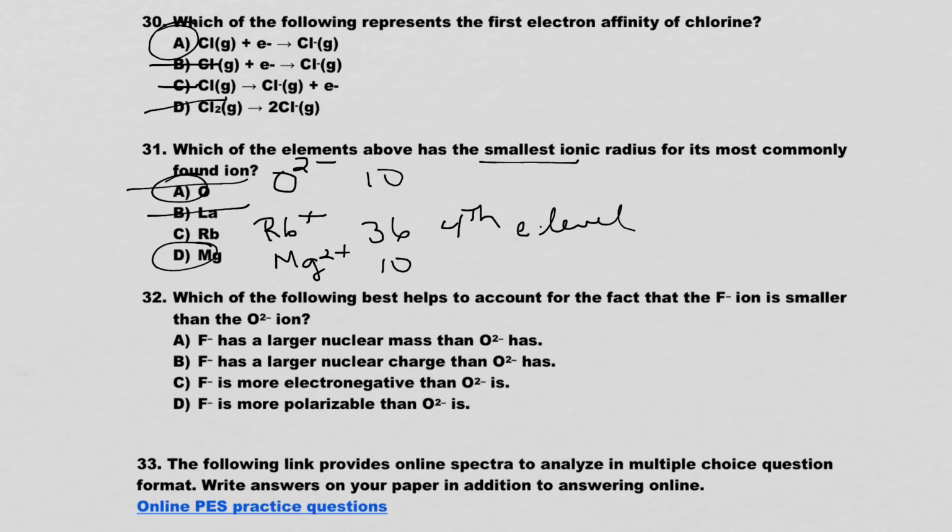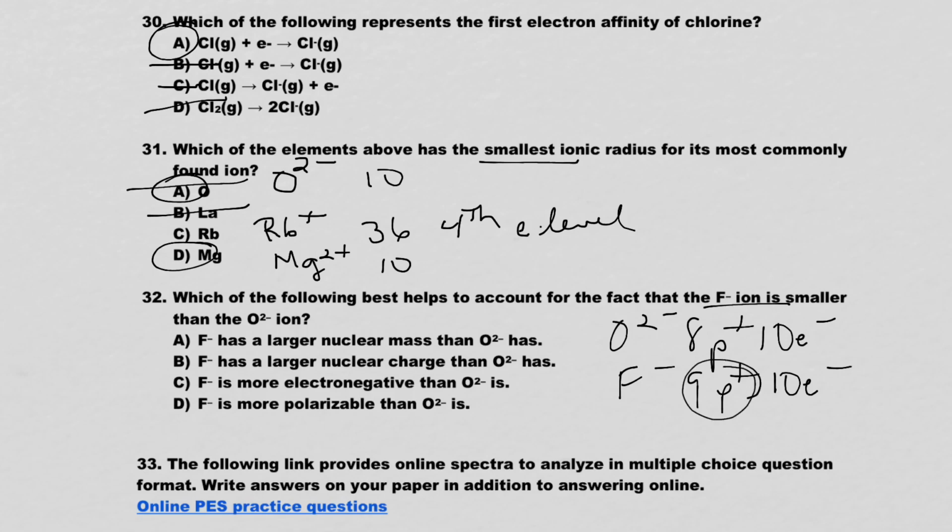Okay, and then the last one here, which of the following best helps to account for the fact that fluoride ion is smaller than the oxide ion? Very similar reason. They're right next door to each other. Oxide has 8 protons and 10 electrons. Fluoride has 9 protons and 10 electrons. So they're isoelectronic, just like we had in 31 with oxygen and magnesium. So it was telling us fluoride's smaller, but why? And it's because of protons. Okay, so we're looking for which one has the right reason, and it's B, larger nuclear charge. They just left off the word effective. They're saying the same thing.